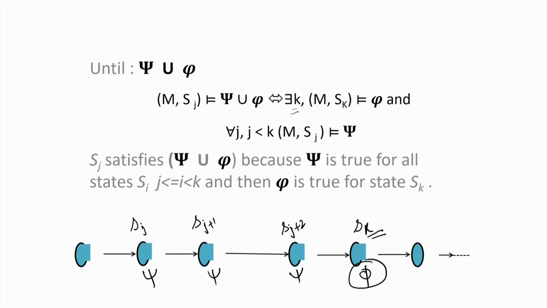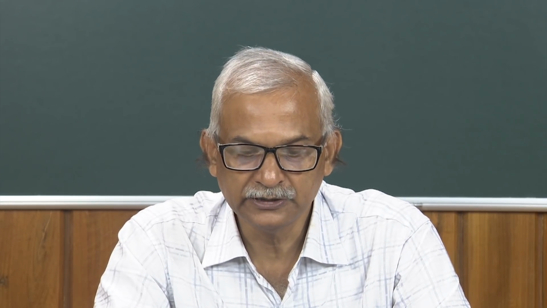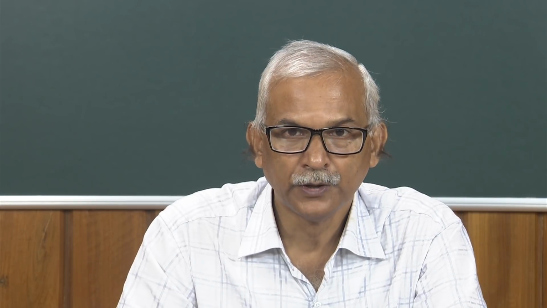Then in that particular case, we are going to say that in this particular state S j, psi until phi holds, or psi until phi is true. So, something remains true until some property becomes true. This is the notion of the until operator. So, if this is the scenario, then we are going to say that in that state psi until phi is true. These are the meanings of those particular temporal operators.